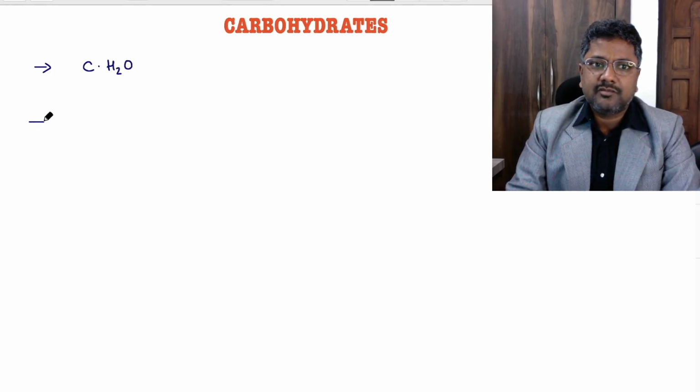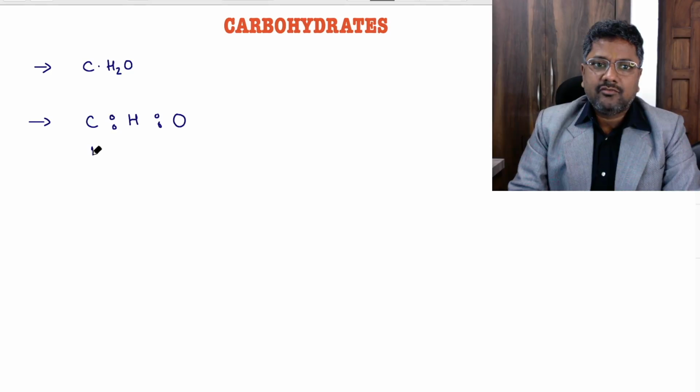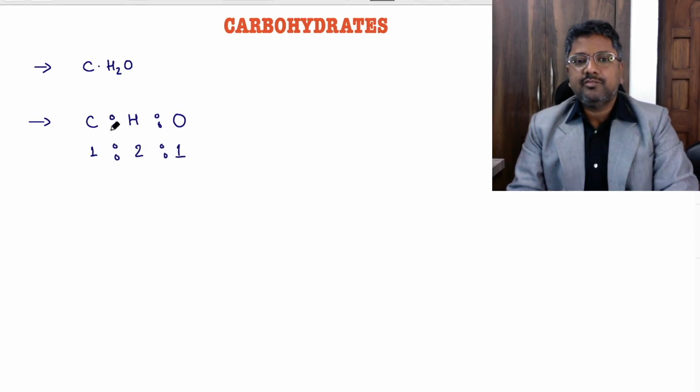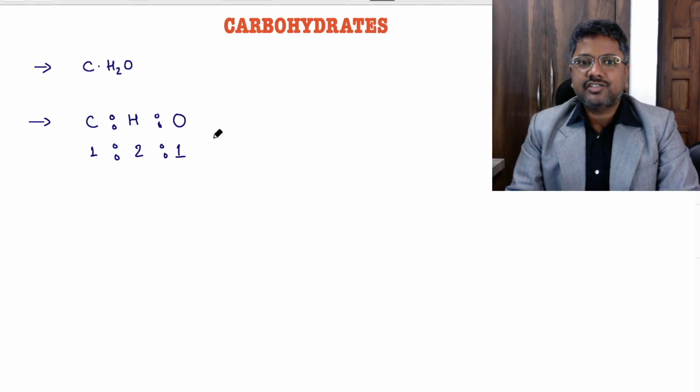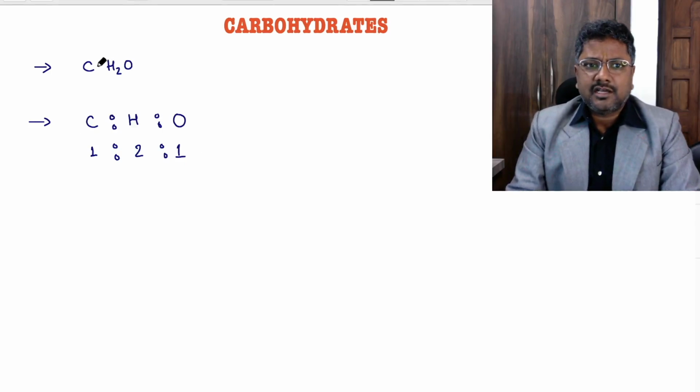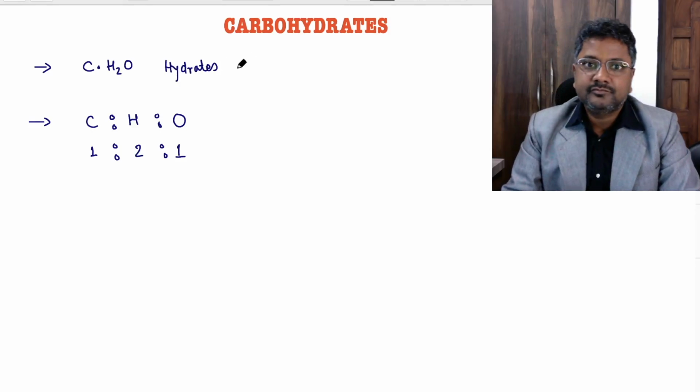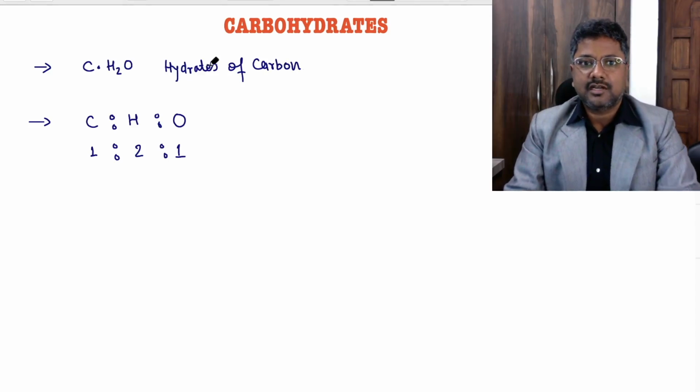The second definition is that carbohydrates are the group of organic compounds containing carbon, hydrogen, and oxygen in a 1:2:1 ratio. So the empirical formula for carbohydrates is CH2O, hydrates of carbon. So these are the two old definitions.